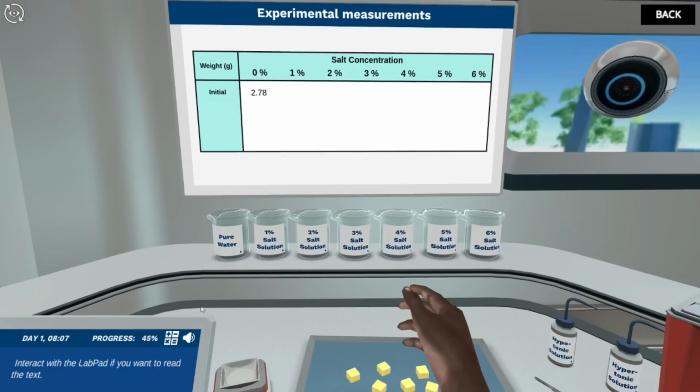The potato cube is submerged in the solution. Solutes cannot move across the cell membrane, but thanks to small water channels, water can. Because of osmosis, the water will move across the membrane until the concentration of solutes is the same on both sides of the cell membrane.